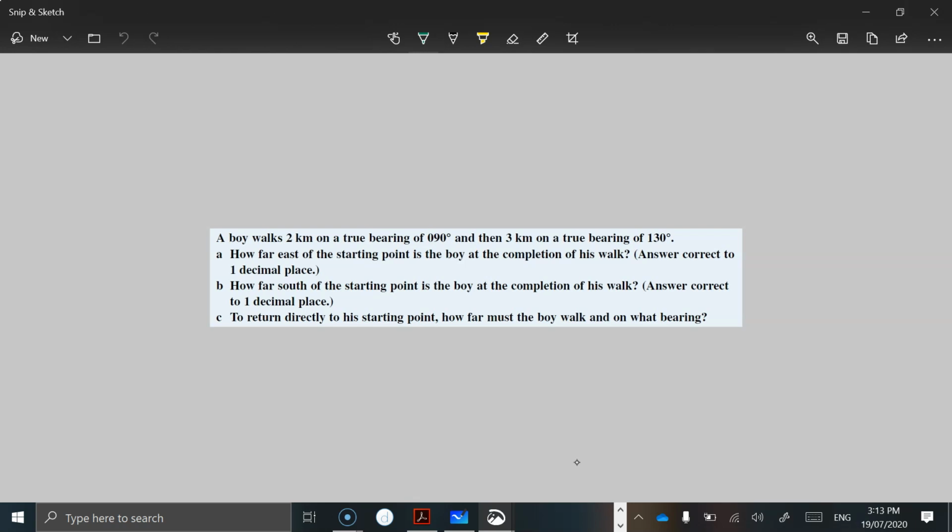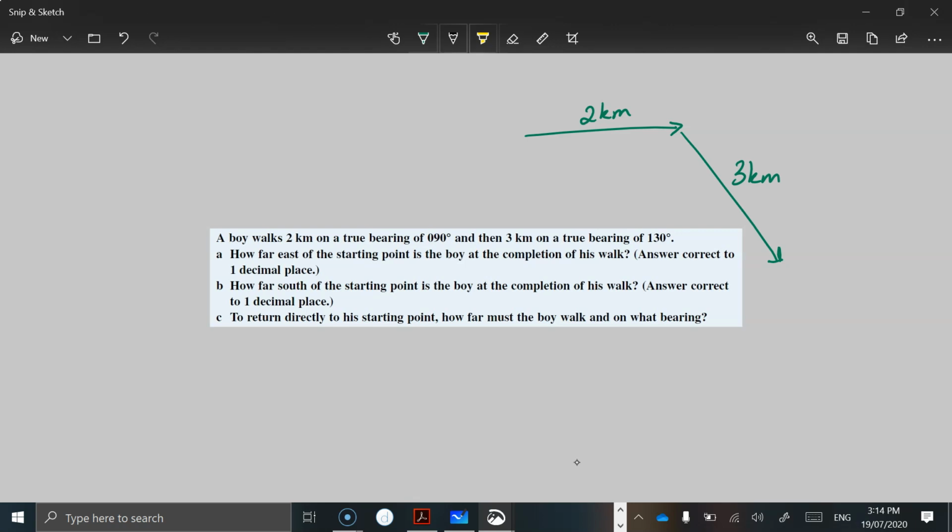We have now a boy walks 2 kilometers on a true bearing of 90 degrees. So 90 degrees is towards the east. So east for 2 kilometers. And then walks another 3 kilometers on a true bearing of 130. So 130 is an obtuse angle. We're looking at going down that direction. Okay, and we're just doing it approximately. So 3 kilometers that direction.